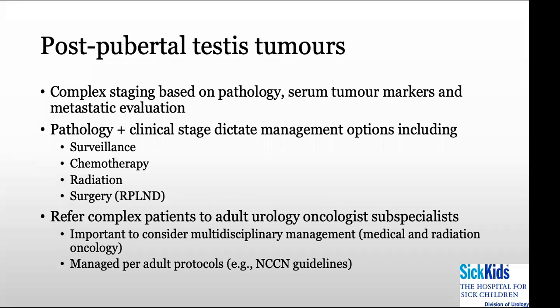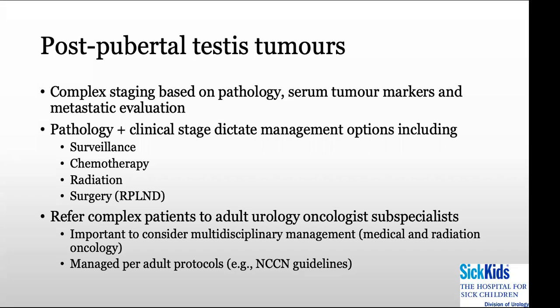Germ cell tumors in the post-pubertal setting have very complex staging, which is based on the pathologic diagnosis of the orchiectomy, as well as the serum tumor markers, which you can evaluate both pre and post orchiectomy, as well as the metastatic evaluation. The management options vary significantly depending on the pathology and clinical staging, and they can include a combination of any of these things. So surveillance, chemotherapy, radiation, and surgery, which is generally in the form of a retroperitoneal lymph node dissection.